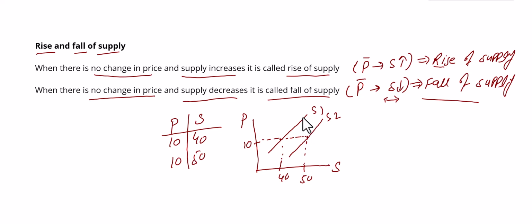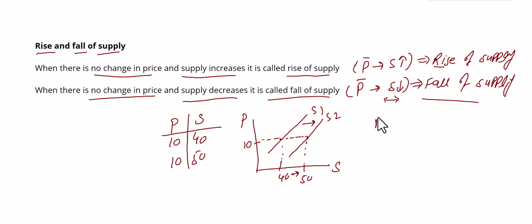So this will bring a shift in the supply curve, as we have two supply curves. At price 10, there are 40 units available in the market, then price is 10, and now there are 50 units available in the market for sale. So supply increases from S1 to S2. This is called shifting in the supply curve, as we have two supply curves. So in case of shifting, we have more than one supply curve. When supply increases and there is no change in price level, the supply curve shifts rightward.